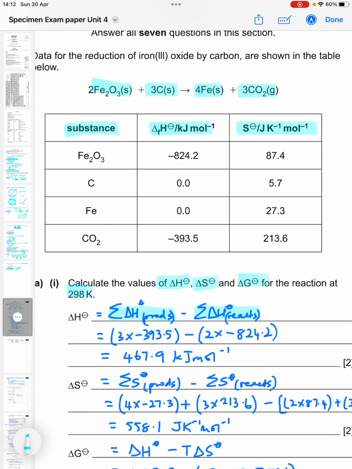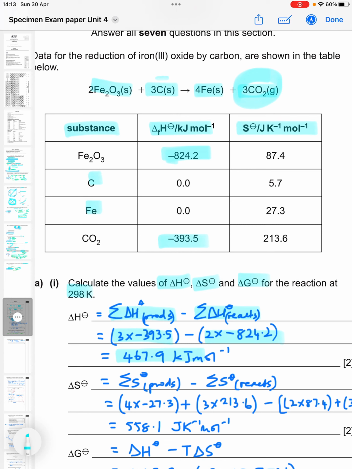So when we look at this, it's 3 lots of the carbon dioxide here, so it's minus 393.5 times 3. And then the reactants is the iron oxide, so 2 lots of that, 2 times minus 824.2. So it's products take away reactants. So overall that gives 467.9 kilojoules per mole.